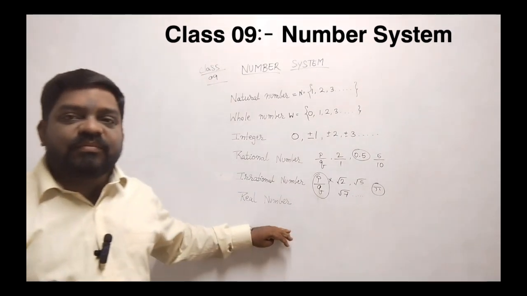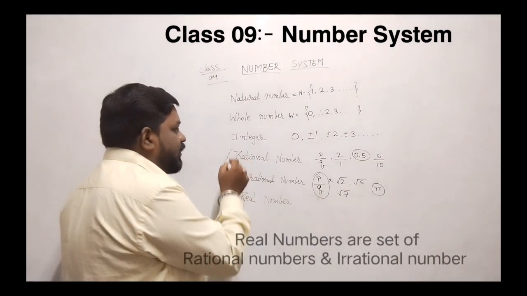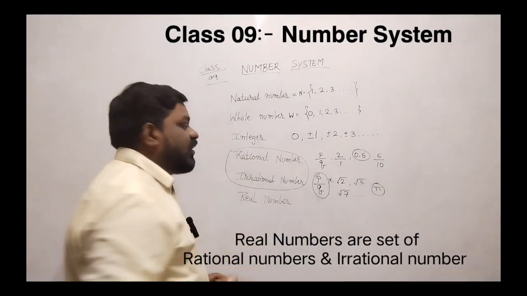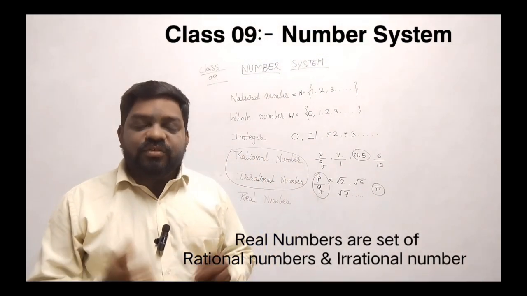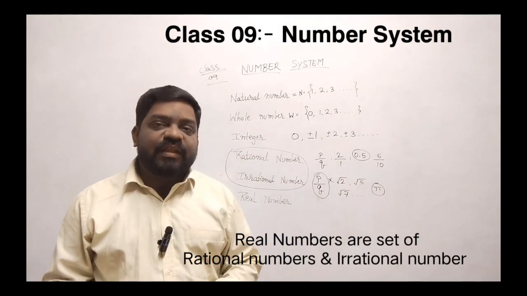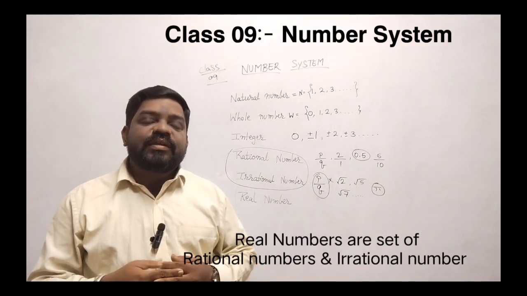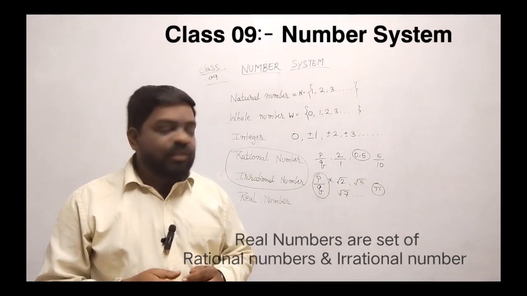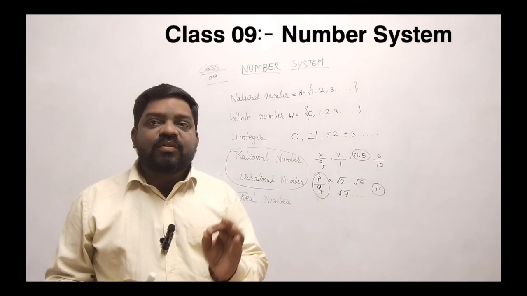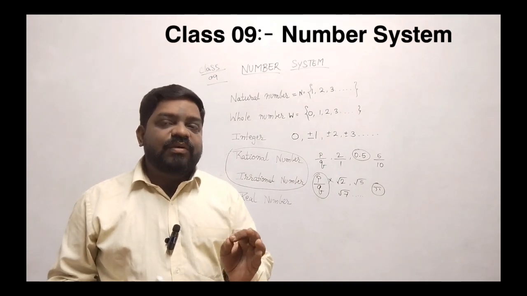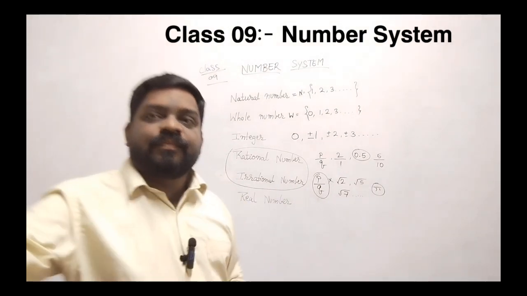Next, real numbers. Real numbers are the set of rational and irrational numbers. So the set of rational and irrational numbers, we call a real number. So these are the basic concepts of the number system.